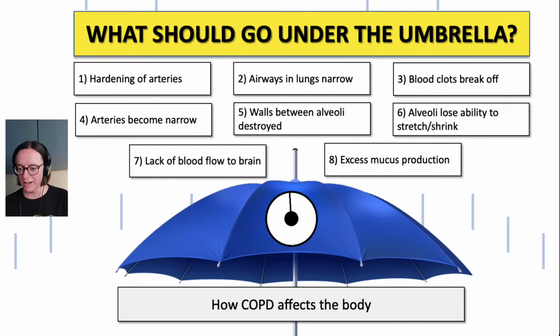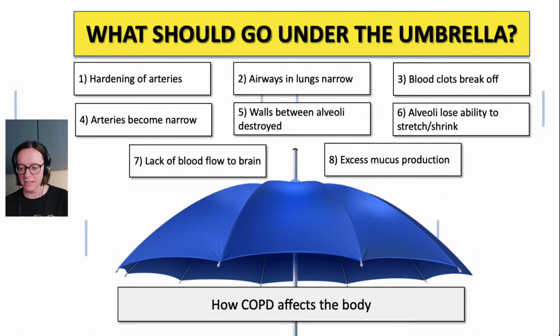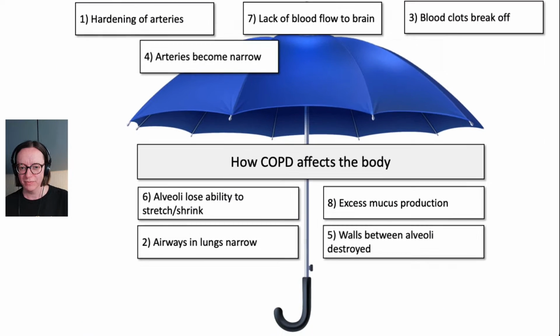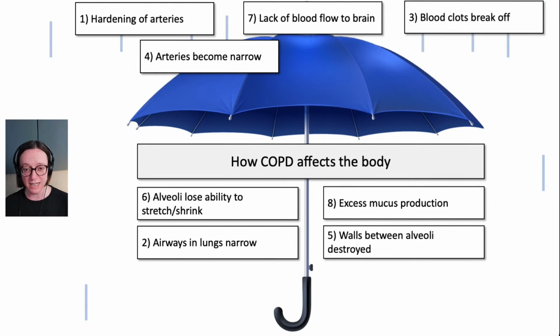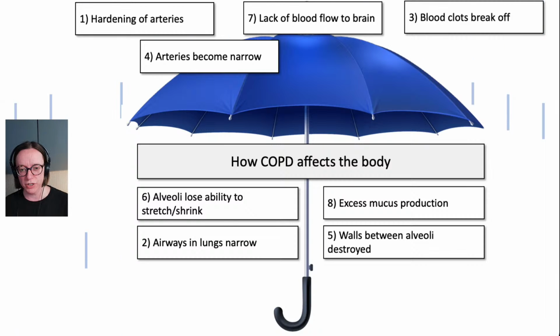Love that dramatic music. Okay, so let's have a look what fits under this umbrella. Okay, so the effects that fit underneath are alveoli. Remember, that's the little grape-like structures, the little sacs inside the lungs, lose their ability to stretch and to shrink. So alveoli need to be able to inflate and deflate slightly like a balloon. The airways in your lungs narrow, excess mucus production, so that means producing lots of phlegm and lots of mucus, and walls between alveoli are destroyed. So they're all effects of COPD.